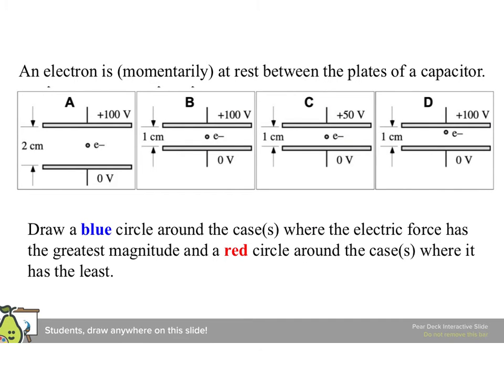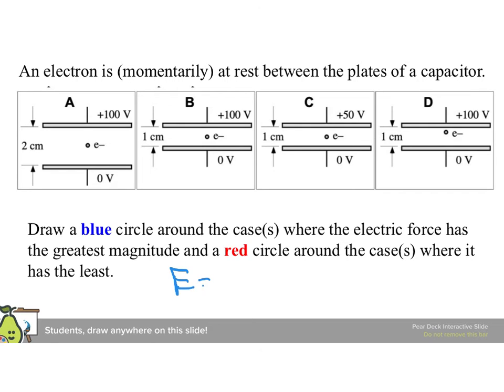All right, an electron is momentarily at rest between the two plates of a capacitor, and the various capacitors are shown here with their voltage differences and their separations. It says draw a blue circle around the case or cases where electric force has the greatest magnitude, and a red circle around the cases where it has the least. So we have to remember how to get the electric field.